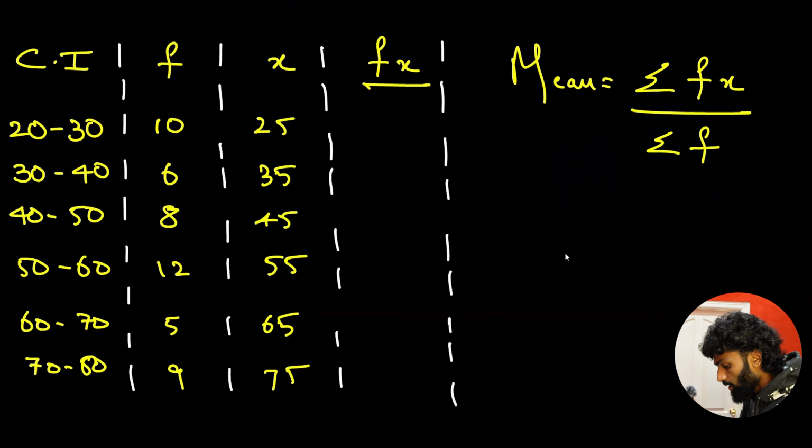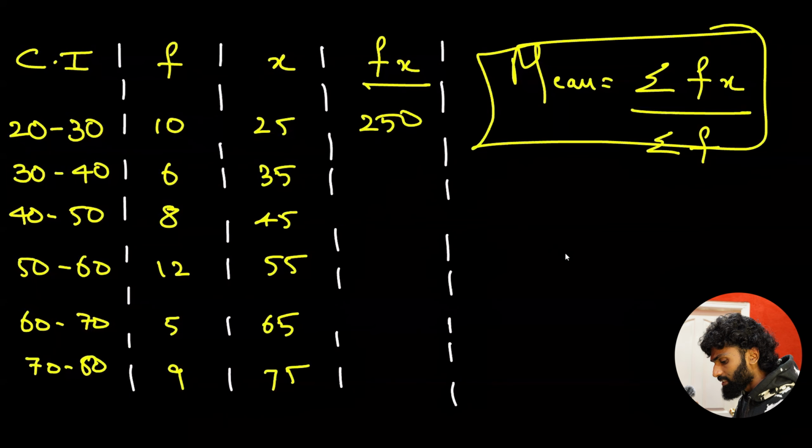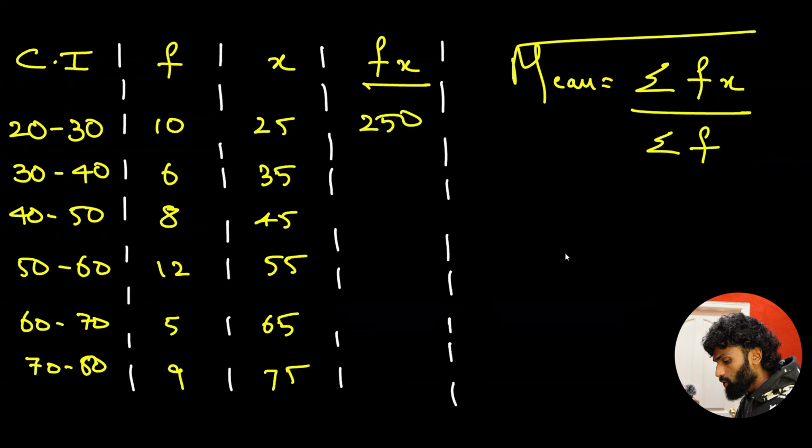I'll give you a few hints. Now let's take on the method here. Fx. 25 into 10, this is simple, 250. Again, keep observing the numbers in the last column. They are actually three-digit numbers. Which means in the formula where it says summation of fx, summation meaning I'm supposed to keep adding them, it is going to become a little difficult for me to add huge numbers. That's a problem.